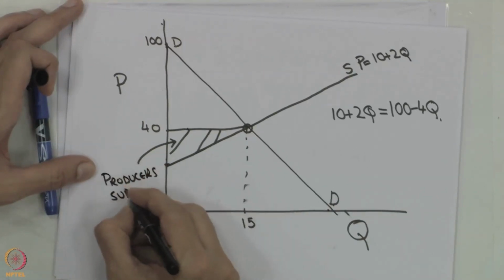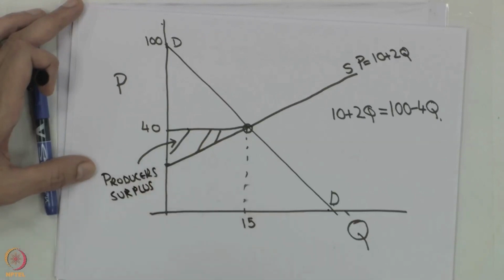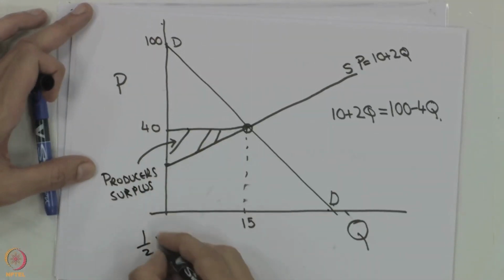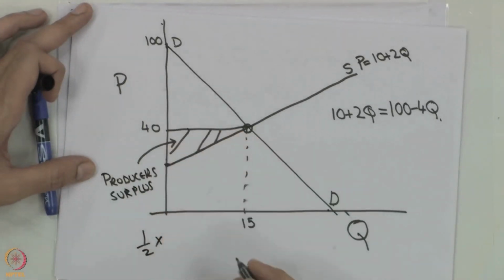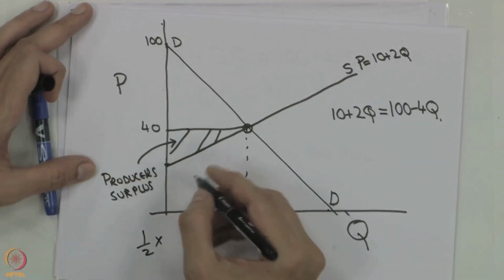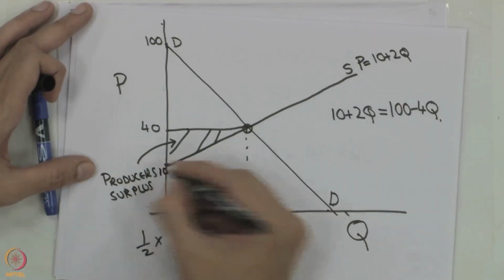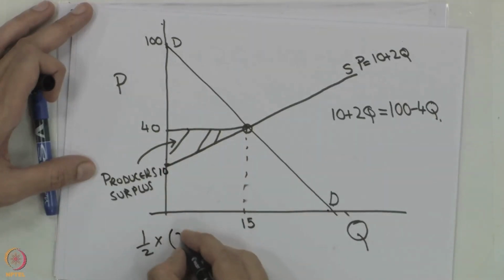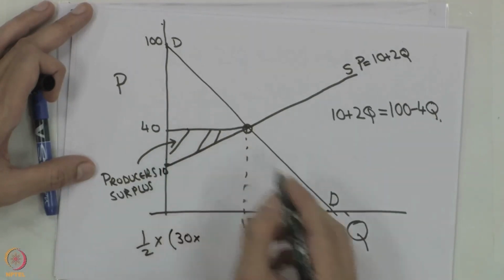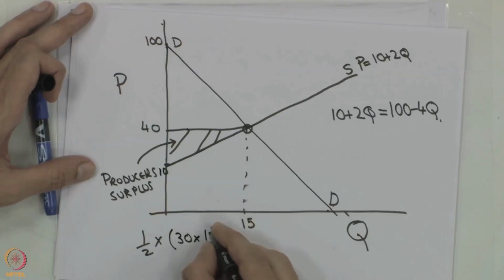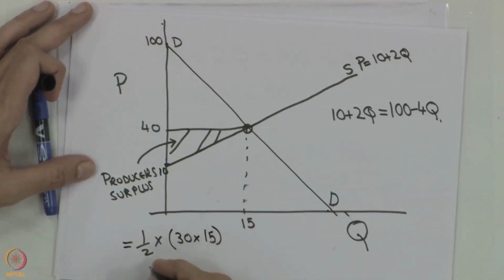We can find out this area. It is a triangle, so half base into the height, and this base is 10, half into 30 and into 15. So the producer's surplus is going to be 15 into 15, 225 units.